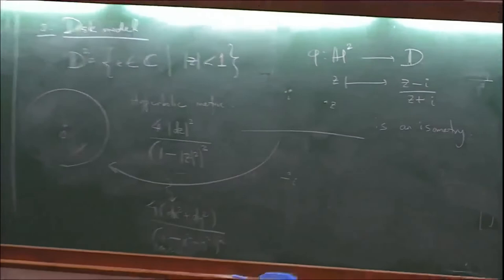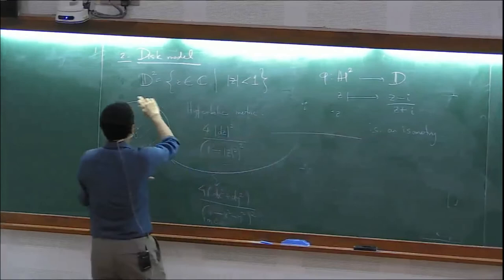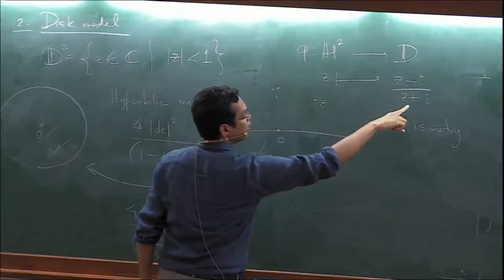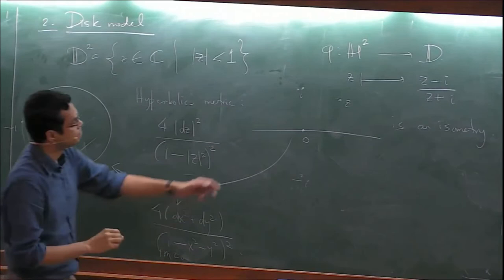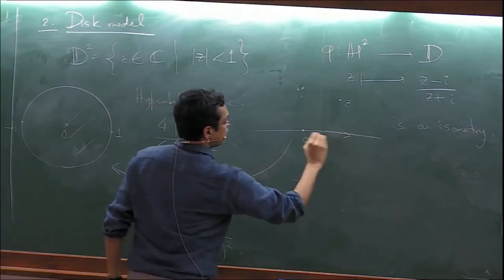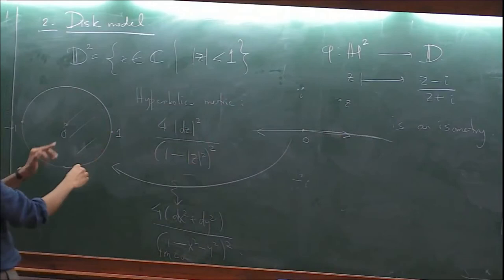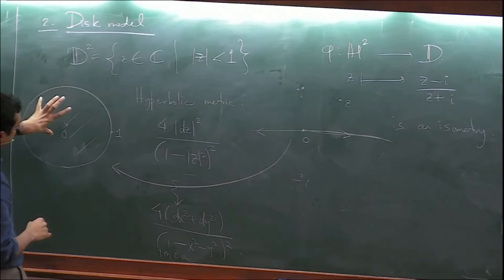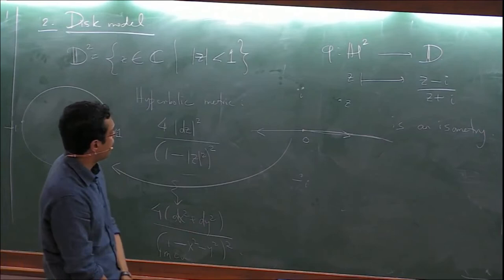And the boundary maps to the boundary of the circle, right? So zero, for example, if you plug in zero here, you get minus one. So that goes to minus one. And where does infinity go? Infinity goes to one, right? So somehow this ray wraps around this way, one of the two. So the boundary goes to the boundary of the disk, and so maybe this point goes somewhere here.